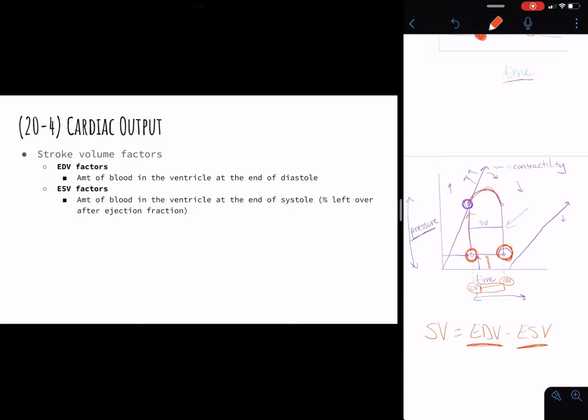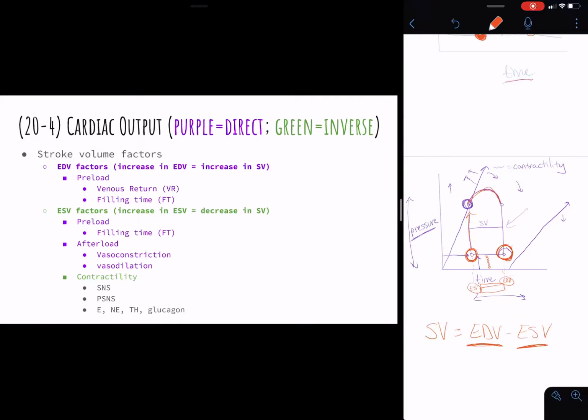And just to remember what EDV is, this is the amount of blood in the ventricle at the end of diastole, and ESV is the amount of blood left over at the end of systole. So we can talk about each of these individual factors and what affects them. So in EDV, the only thing that's really going to affect the end diastolic volume is the amount of blood that was ever involved in the first place. So we call this preload on the heart. So the amount of blood that was ever involved in a single contraction that would even potentially contribute to stroke volume is going to be called preload.